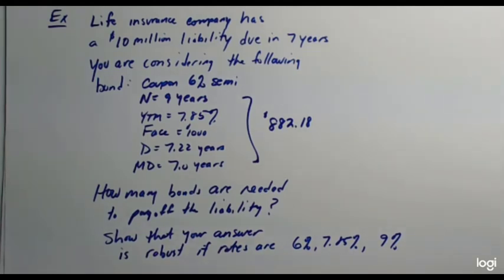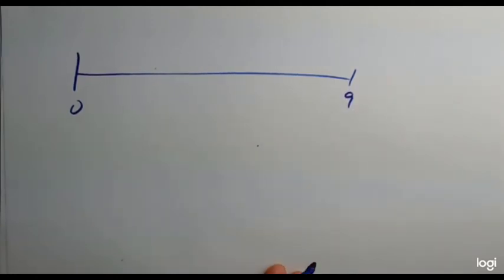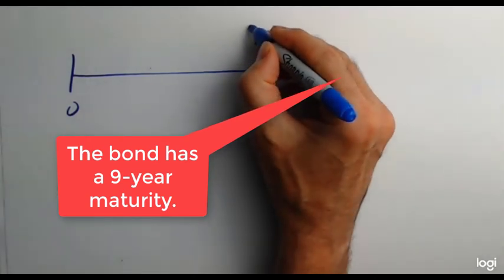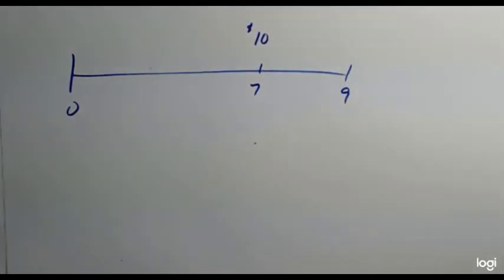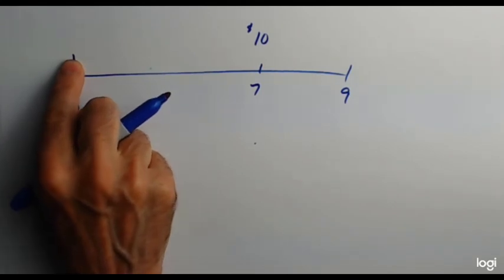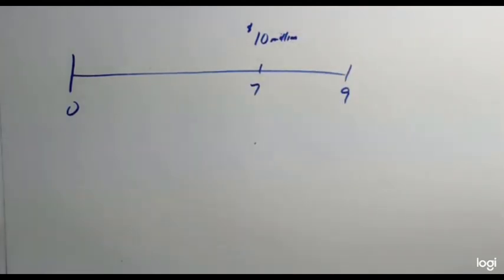Let me move to another slide here and I'll graph out what I'm going to do and then I'll build a table. So, timeline. There's 9 years. Here is about 7 years. This is when $10 million is due. You're buying a bond for $882 here. And you need to buy enough bonds to pay off this $10 million here efficiently without interest rate risk.